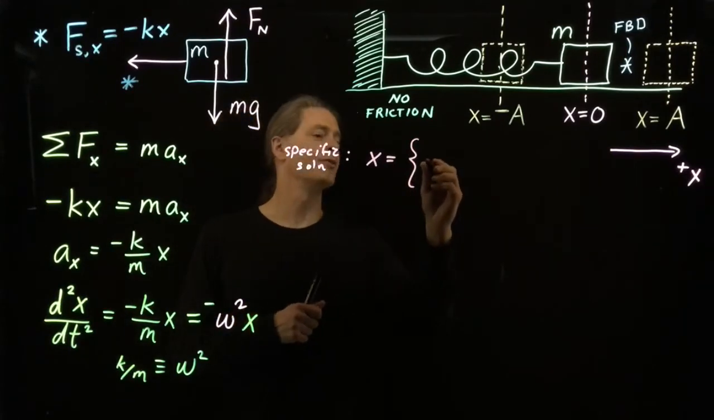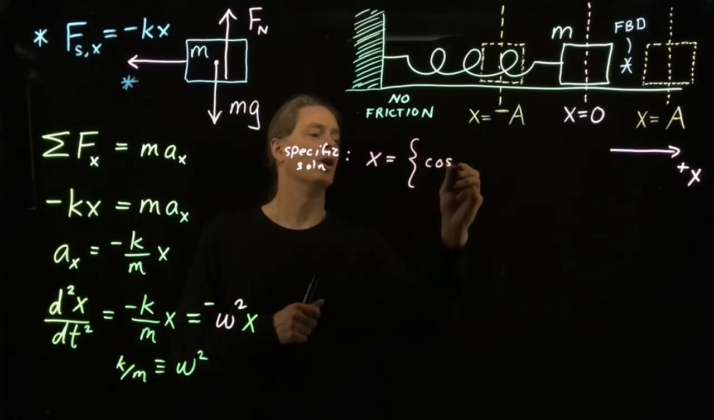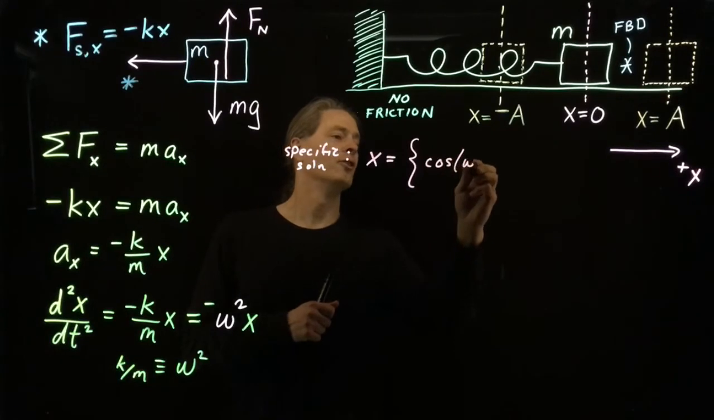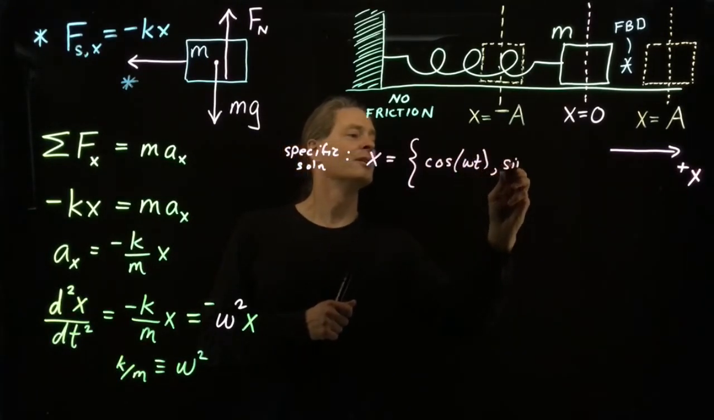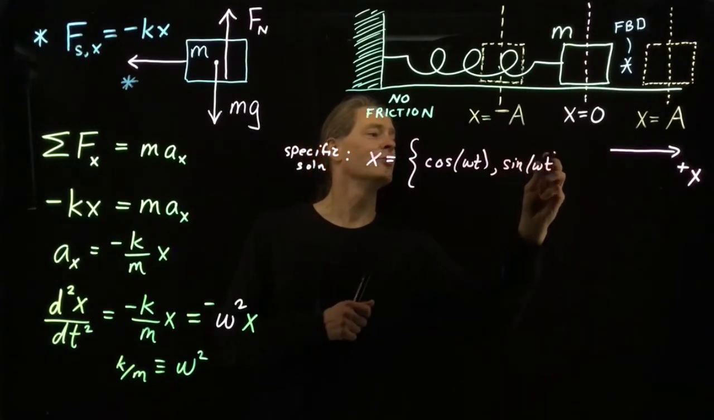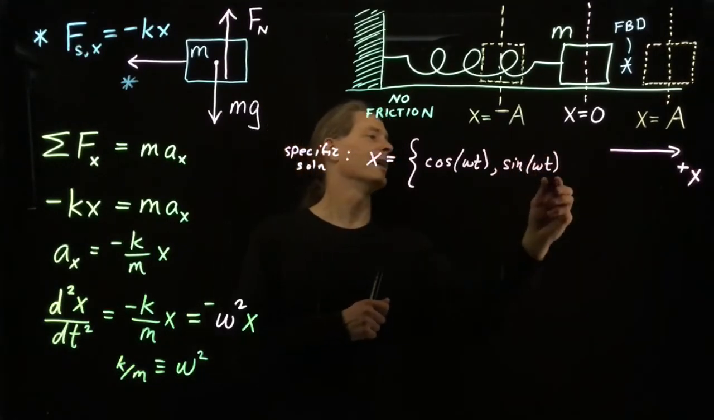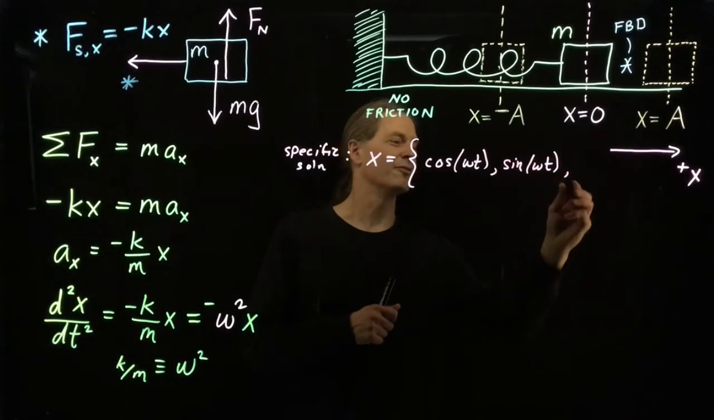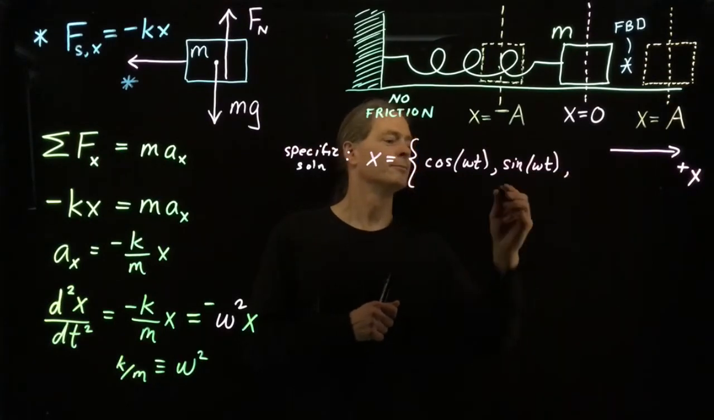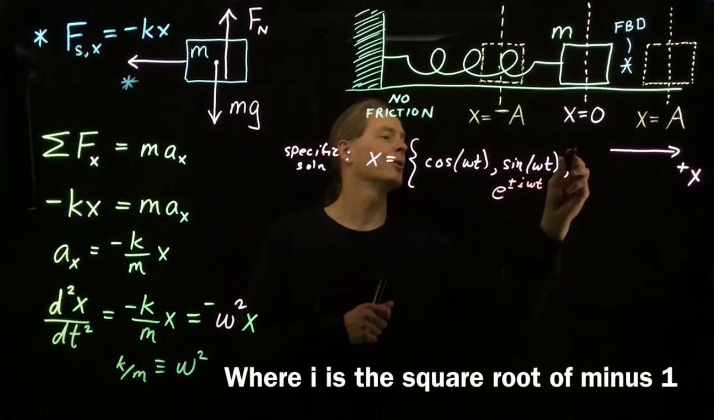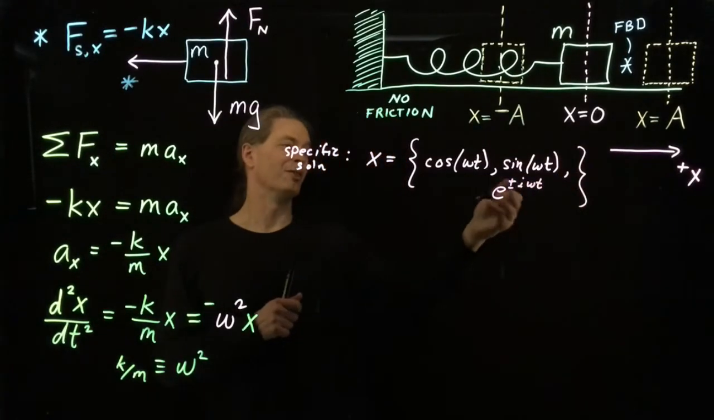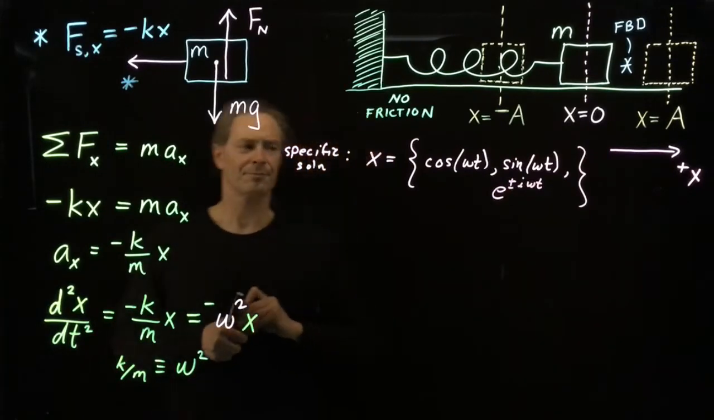It turns out that cosine of omega t would be a solution. Sine of omega t would be a solution. And I can fit it right here. E to the plus or minus i omega t would also be a solution. I've really written two solutions right there.